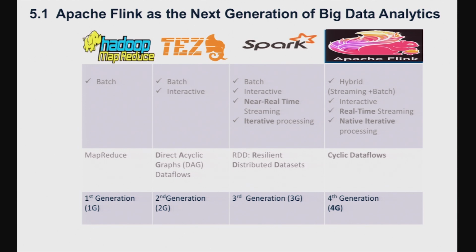And then Apache Flink is what we are calling the fourth generation, 4G, of the big data analytics stack. It gives you the hybrid. It can do streaming and batch, it can do near real time or completely real time, one event at a time, and it can do a lot of other things as well. So it's the next stage in the evolution of the big data analytics stack.